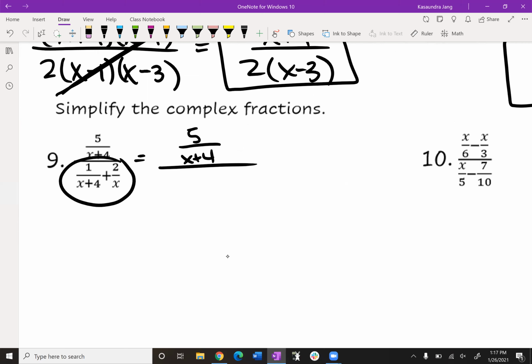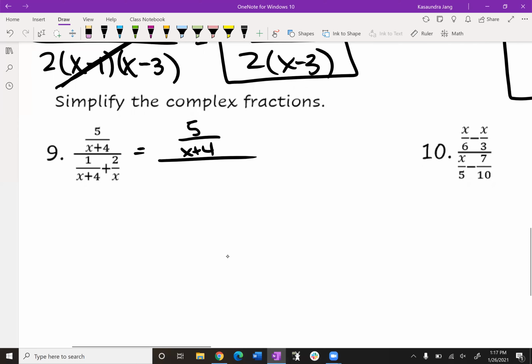So this kind of goes back to what we were just doing. Adding them, I need common denominators. So I'm going to multiply this by an x over x and multiply this by my x plus 4 over x plus 4. I'm getting common denominators. Now they both have x times x plus 4.